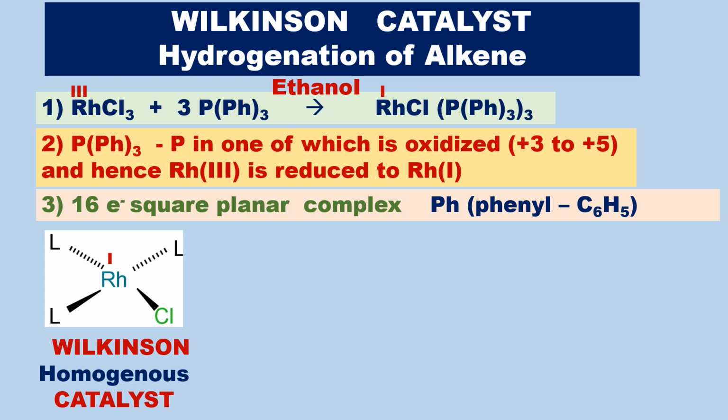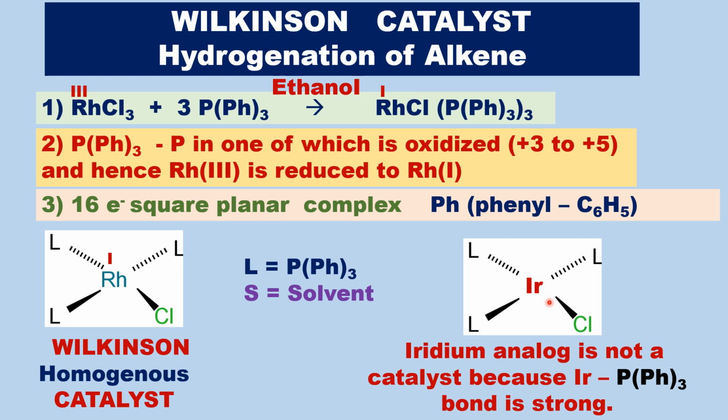It is called a homogeneous catalyst because the catalyst and the reactants are in liquid phase. L, in this case, is nothing but triphenyl phosphine. S refers to solvent.